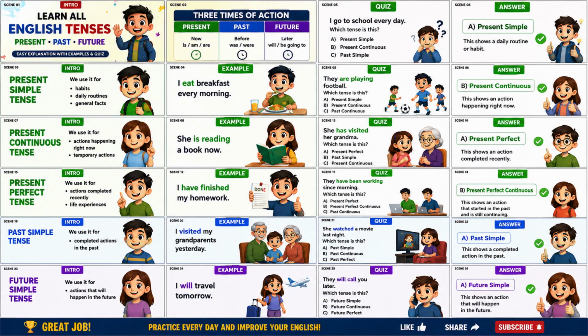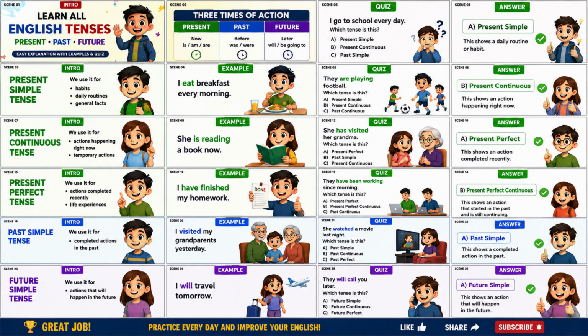And finally, past perfect continuous tense. This shows a continuous action before another past event. Example: I had been studying for 2 hours before dinner. They had been playing before it rained.